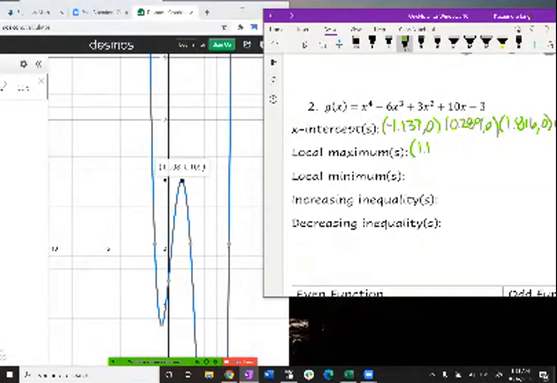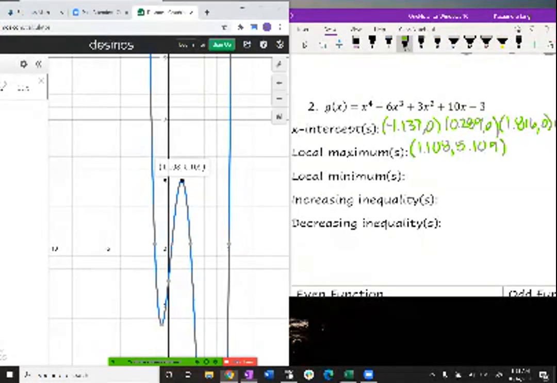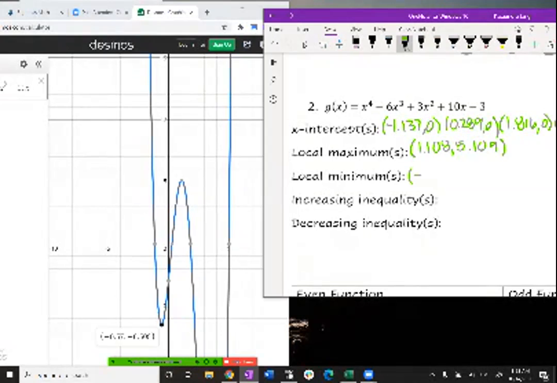So 1.108, and again, pay attention to what the Big Ideas tells you to round to. All right, messy, right? Were you guys really going to calculate this on your own? Probably not, but we're learning how to find it. My local minimum. Okay, so I see a local minimum down here. That is a negative 0.57 for my x and a negative 6.509 for my y. Okay. So am I good? I got my max, I got my min.